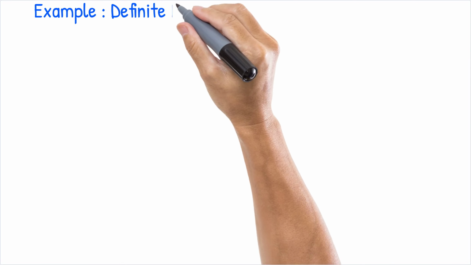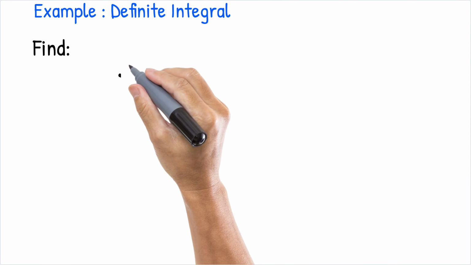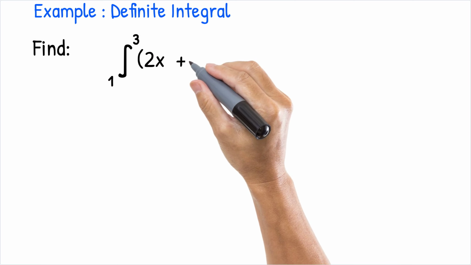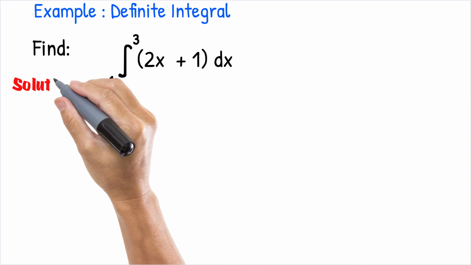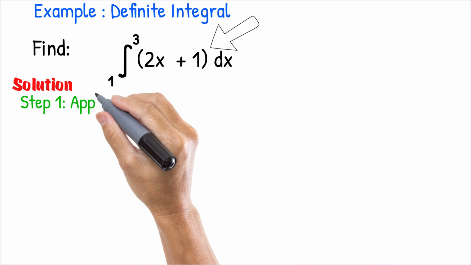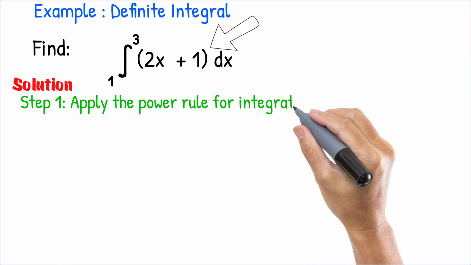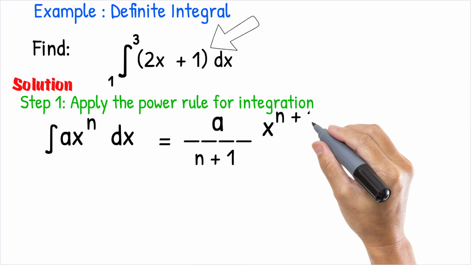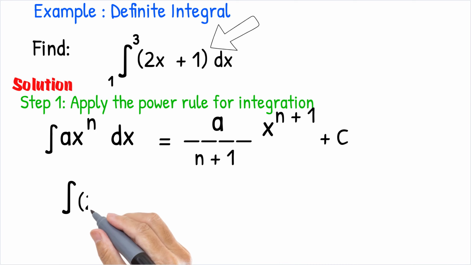Example, definite integral. Find the integral from 1 to 3 of the function 2x plus 1 dx. Solution. Step 1. Compute the antiderivative of the function. To find the antiderivative of the function, apply the power rule for integration to each term. That is, find the integral of 2x and 1 separately.